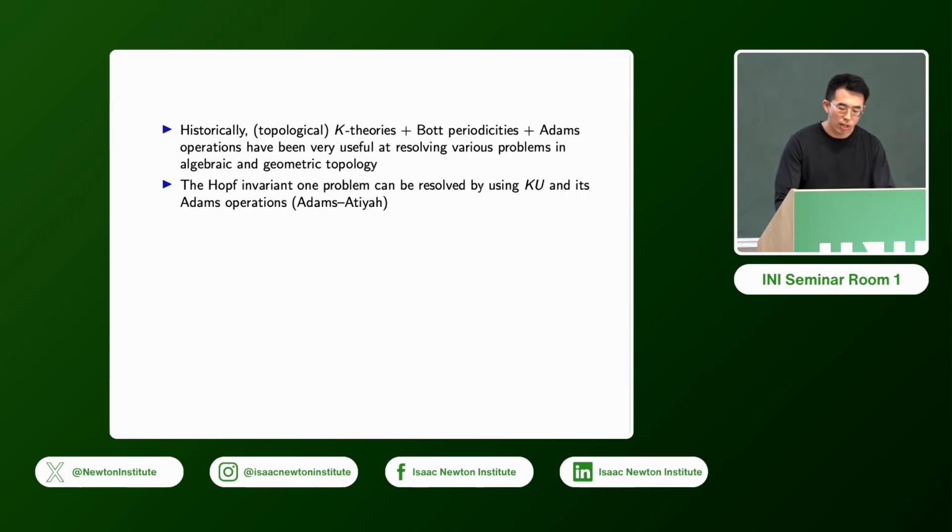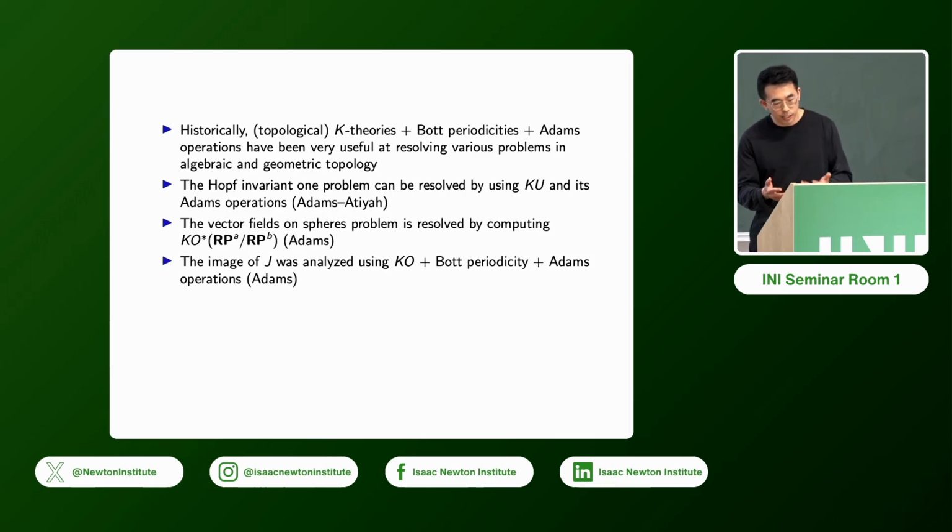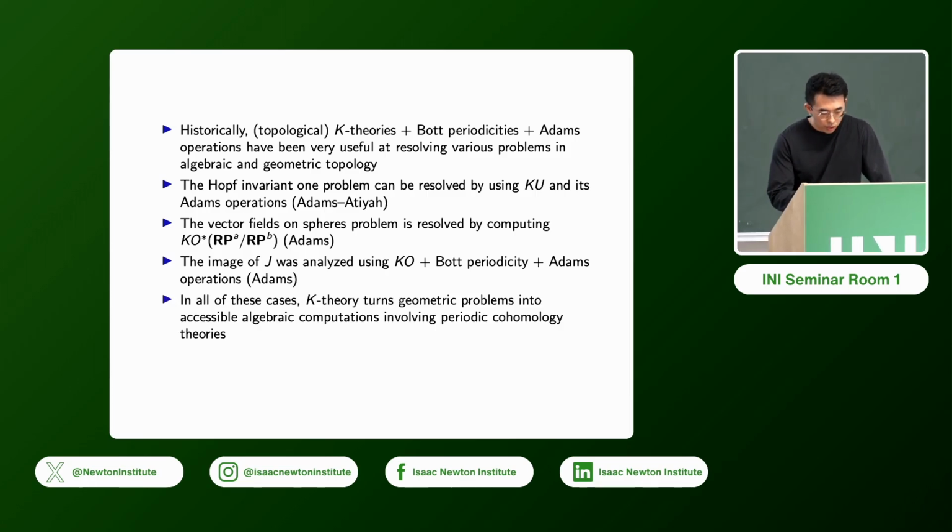Here are some examples. The Hopf invariant 1 problem can be resolved by using KU and its Adams operations. The vector fields on spheres problem is resolved by computing the KO cohomology of stunted real projective spaces. And when Adams was studying the image of J, he used KO together with Bott periodicity and Adams operations to do it. In all of these cases, K theory turns geometric problems into accessible algebraic computations involving periodic cohomology theories.